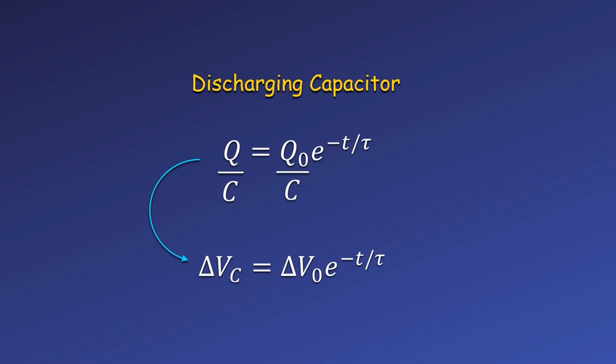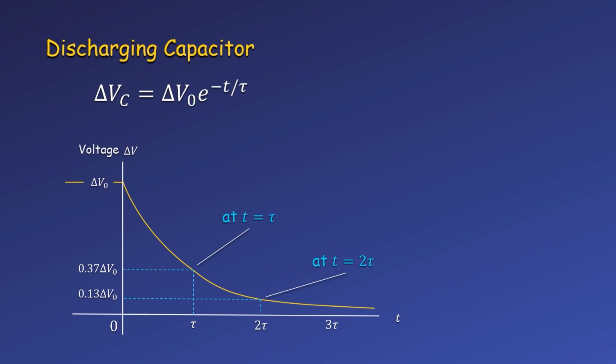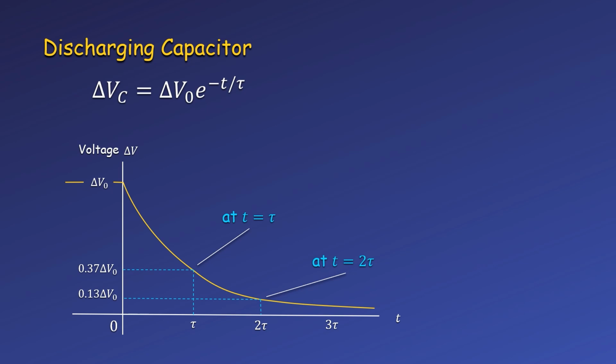This gives the voltage across the plates as a function of time, where delta V naught is the initial voltage across the fully charged capacitor. We should expect the voltage to behave like the charge since they are both proportional to each other. Now let's plot this exponential decay using our function for the voltage or potential difference.